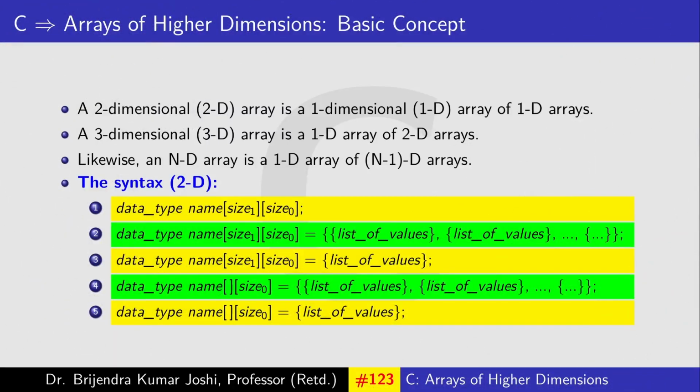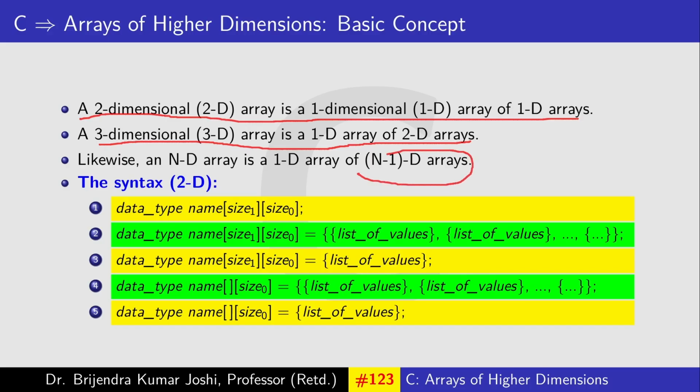So what is a two-dimensional array? A two-dimensional array is nothing but a one-dimensional array of one-dimensional arrays. Similarly, a three-dimensional array is a 1D array of 2D arrays. Likewise, an n-D array is a 1D array of n-1 dimensional arrays. Okay, so a two-dimensional array is a one-dimensional array of one-dimensional arrays, a three-dimensional array is a one-dimensional array of two-dimensional arrays, and similarly an n-dimensional array is a one-dimensional array of n-1 dimensional arrays.